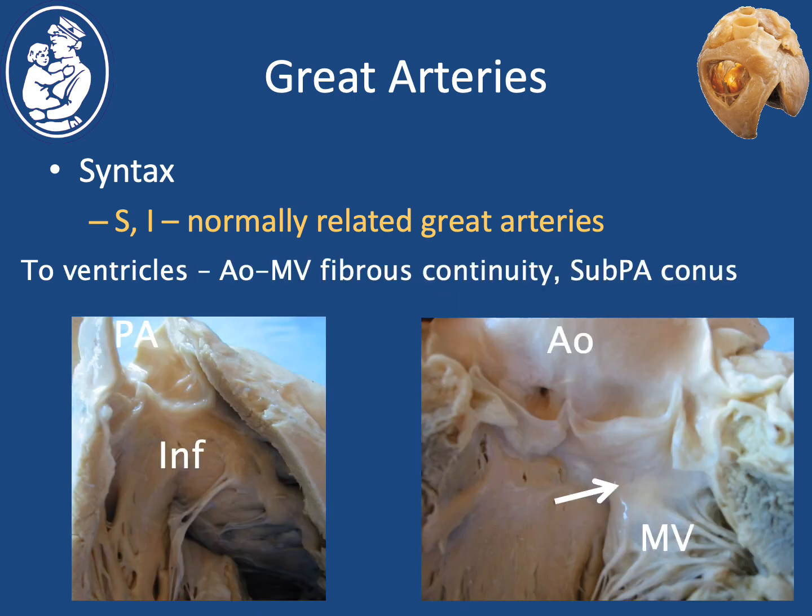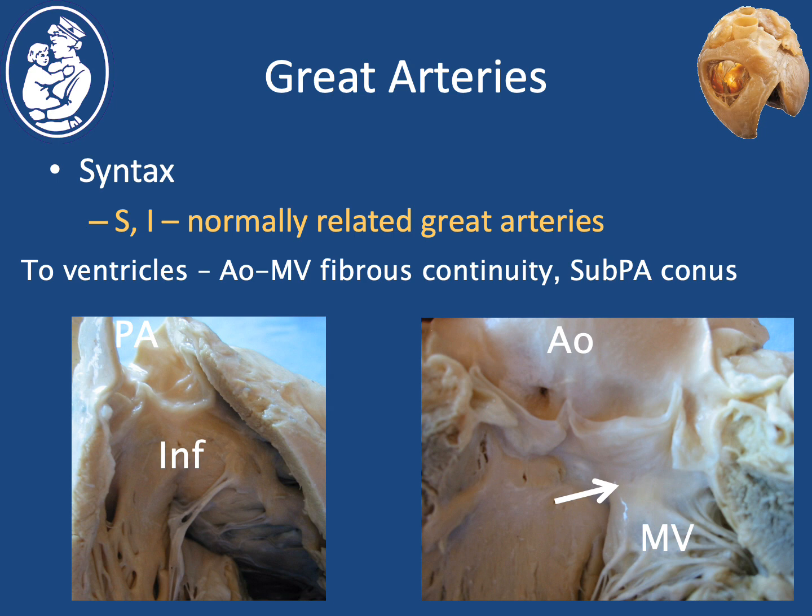But they must also be normally related to the ventricles. That is, the aorta is aligned with the left ventricle, and there is aortic to mitral fibrous continuity as indicated by the white arrow in the right panel. Similarly, there should be infundibular or conal muscle below the pulmonary artery and joining the pulmonary artery to the body of the right ventricle as shown in the left panel.